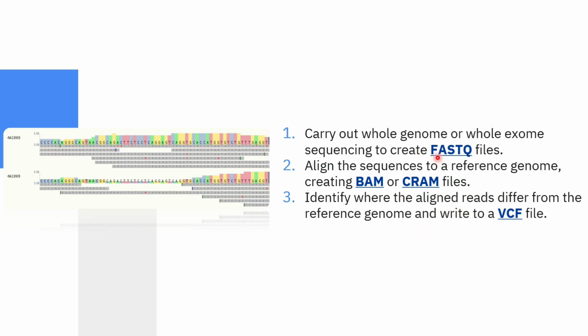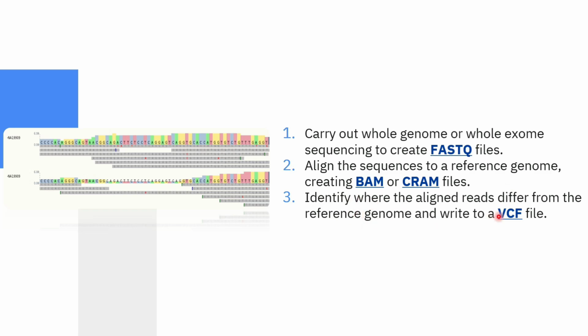You should know what FASTQ is, so I should explain. FASTQ is the format in which we get our reads from the sequencing companies. And BAM, the binary alignment map, is the sequence alignment map that contains our sequences aligned to the reference genome.